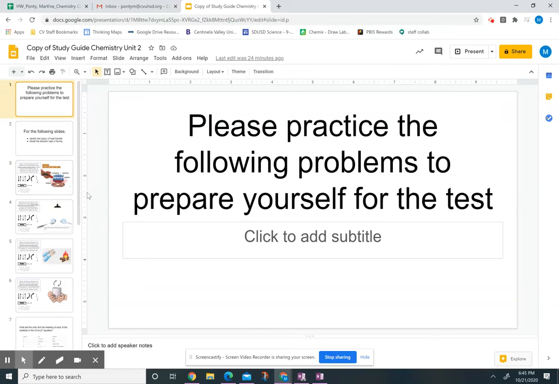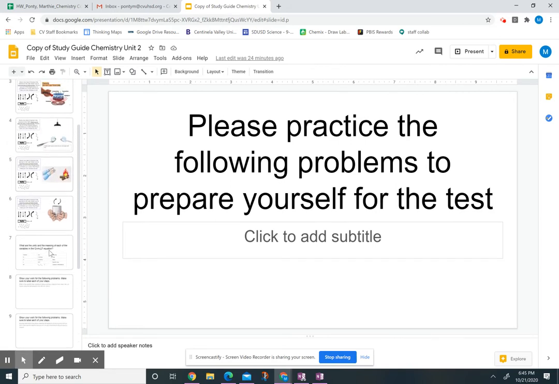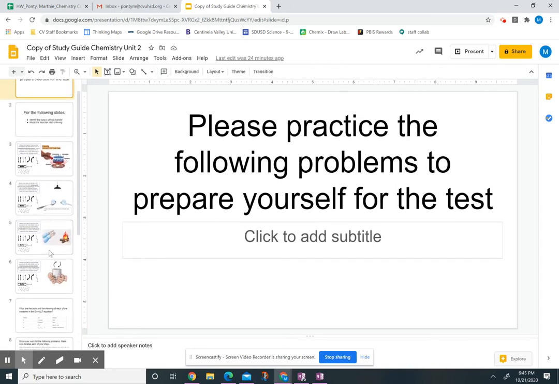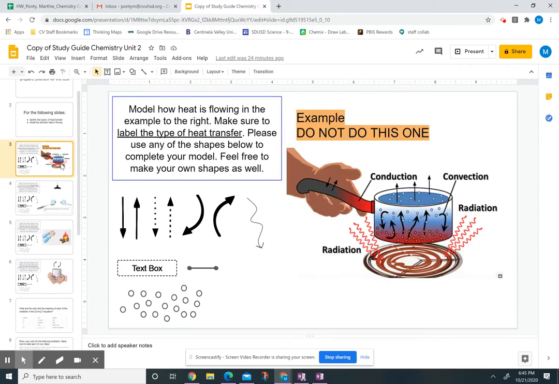Hello, chemistry students. Today I'm going to be reviewing some of these problems with you to get you ready for the test and to make sure that we have some review time with some of these concepts. First and foremost, you will see a few of these slides with convection, conduction, and radiation. Before I go through these, I'm going to review these concepts with you just to make sure that we all know what they are, and then we will look through this one.